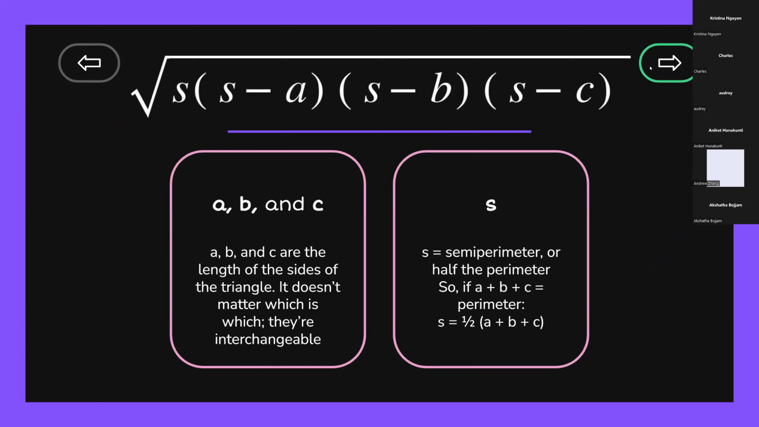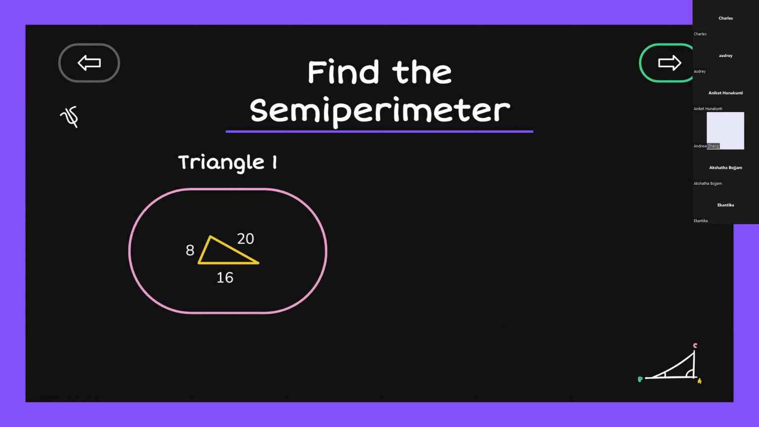Okay, so this is the formula. So A, B, and C are just side lengths, and it doesn't matter which order they're in because you're gonna be performing the same operation, so you're gonna get the same answer. S is something you might not have been introduced to, since it is the semi-perimeter, or half the perimeter. So A plus B plus C is equal to the perimeter. So the semi-perimeter is just half of that, so half multiplied by A plus B plus C.